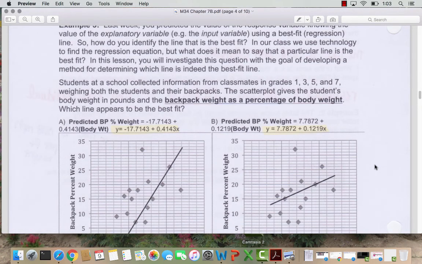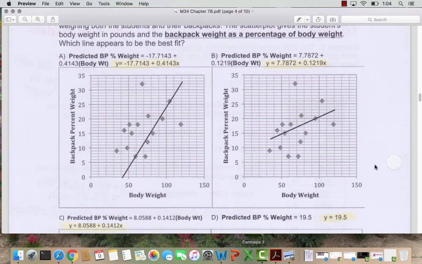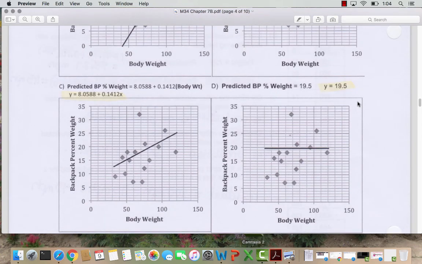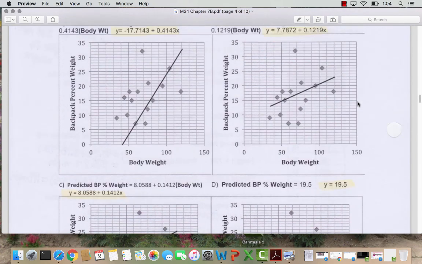So let's look at some different lines of best fit to try to figure out which one is actually for sure the best fit. So we're going to look at some different linear models here. These graphs are all the same scatter plot. They are the backpack weight over here on the y-axis as a percentage of the body weight. So these are percents of the body weight of the student, and these are students in grades 1, 3, 5, and 7. So notice when you look at these four graphs, the points are all the same. The difference is these different lines that they're trying to fit to the points.